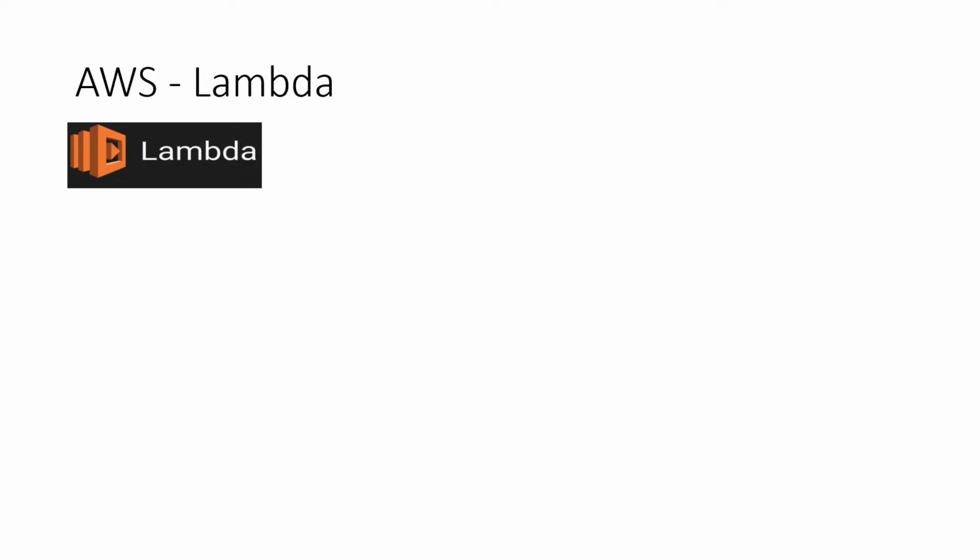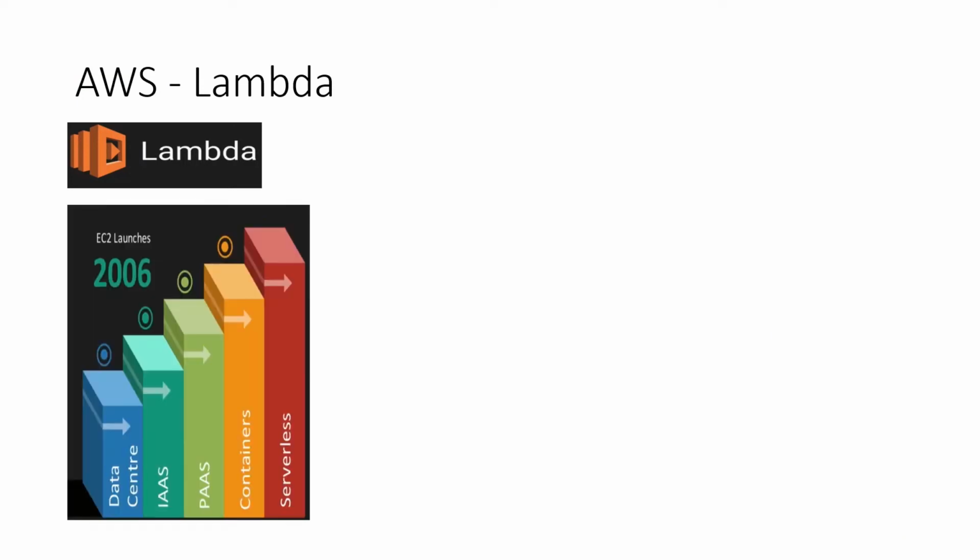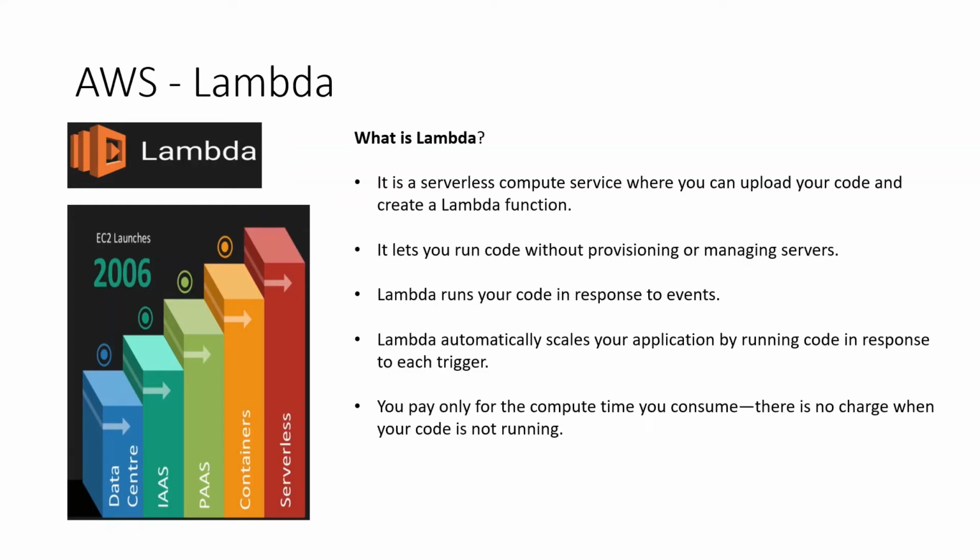The next service we take a look at is AWS Lambda. Before we understand what Lambda is, let's take a look at the evolution of servers. So first came the data center, then infrastructure as a service, then platform as a service, the containers, and lastly we have serverless. Now what is Lambda? Lambda is a serverless compute service where you can upload your code and create a Lambda function. It lets you run code without provisioning or managing servers.